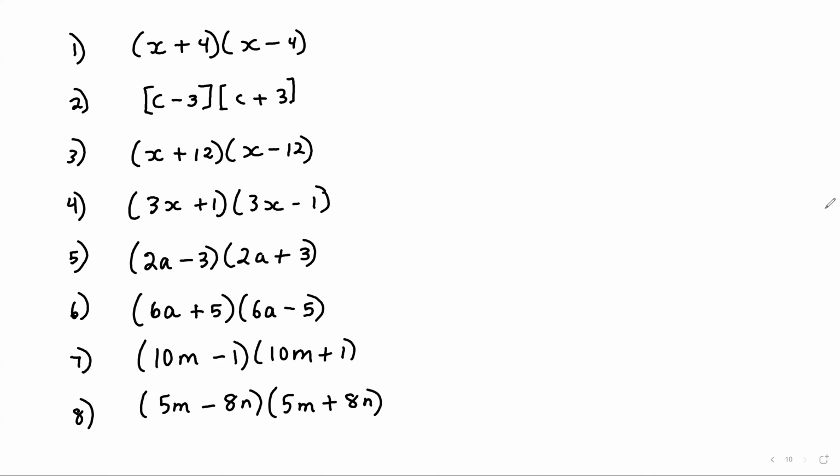Okay, guys, let me put the answers. It's basically just the first term squared, that would be x squared, minus the square of the second term. So 4 squared is 16. The square of c is c squared, minus 3 squared, which is 9. x squared minus 12 squared, which is 144.